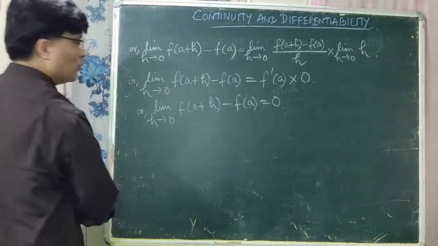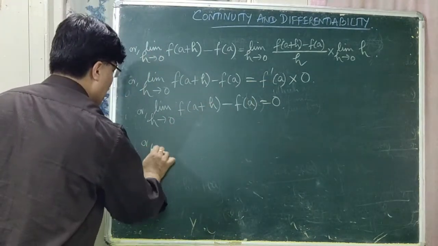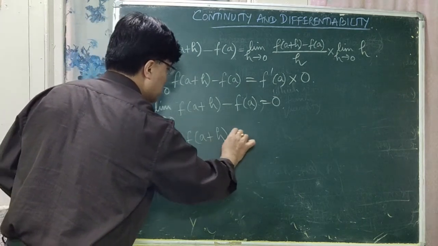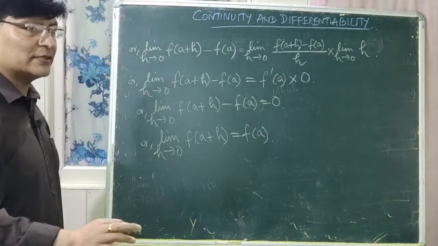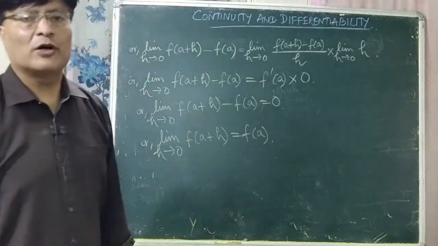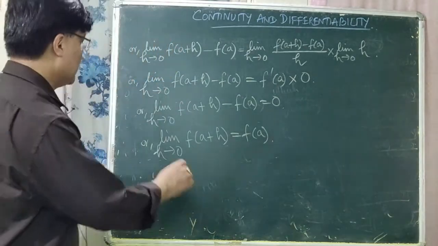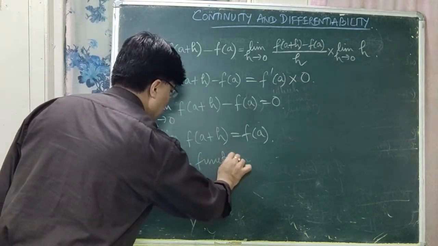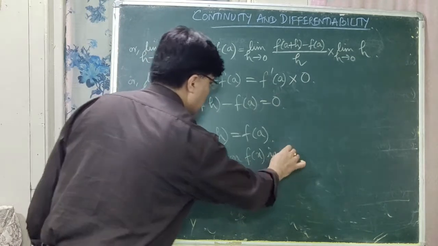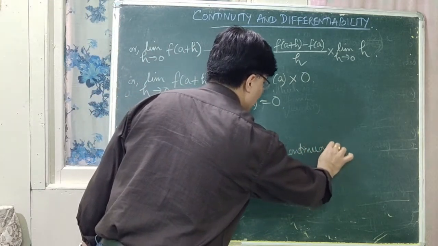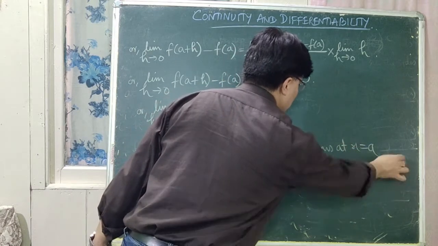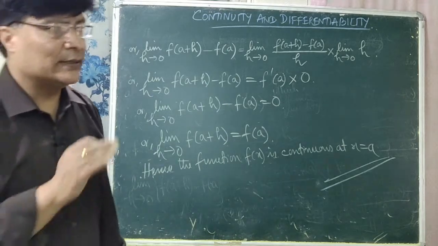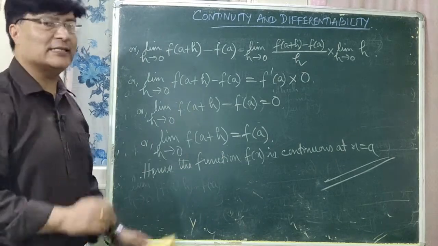Right? So next, what will you do? Minus f of a, take it to the right hand side. Or this is your limit h tends to 0, f of a plus h is equal to f of a. That is the function. So this is the definition of continuity of a function at x is equal to a. So we can write here, hence the function f of x is continuous at x is equal to a. So it is proved. That is, if the function f of x is differentiable at x is equal to a, then the function f of x must be continuous at x is equal to a.